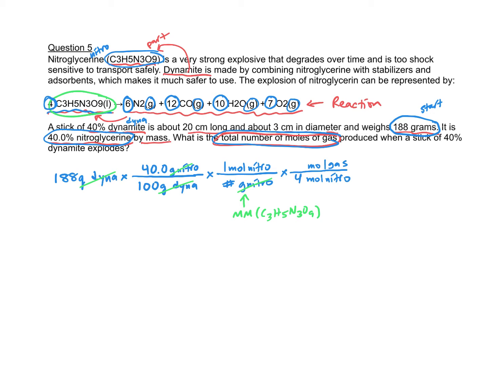What is 6 plus 12 plus 10 plus 7? And that is the total number of moles of gas. So maybe I'll put that as a little side note here: 6 plus 12 plus 10 plus 7. So that's your number of moles of gas. And let's see what happened. Moles of nitroglycerin cancels out, and this will then give us some number of moles of gas. And holy cow, I think that means we are done with the problem.